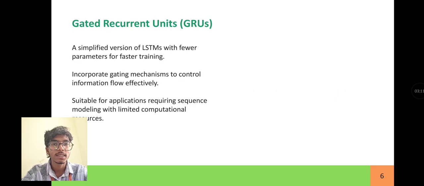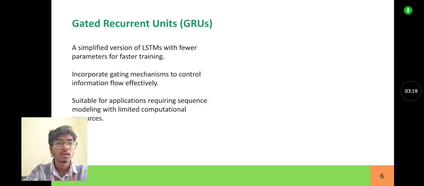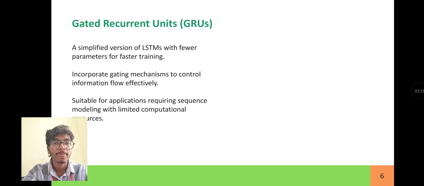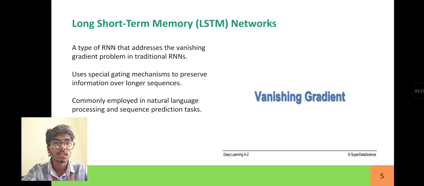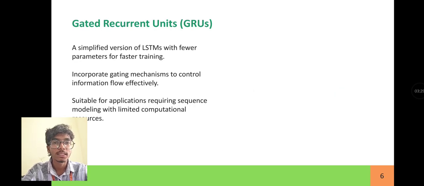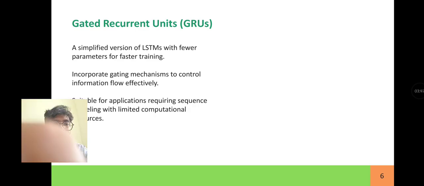And next, gated recurrent units, simply called GRUs. They are a simplified version of LSTMs, long short term memory, with fewer parameters for faster training, and incorporate gating mechanisms to control information flow effectively. They are suitable for applications requiring sequence modeling with limited computational resources.